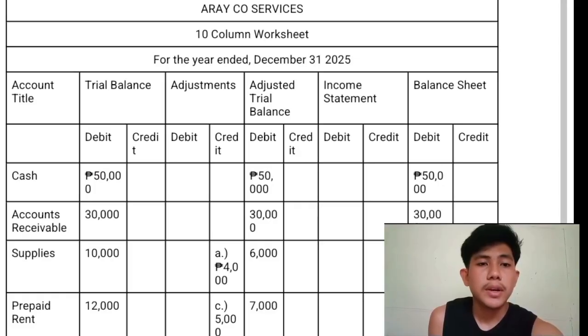Let's begin by understanding what a 10-column worksheet is and how it is used in preparing financial statements. Good day everyone, I am Luis Raymond Tisoy and now I'm going to discuss the 10-column worksheet.